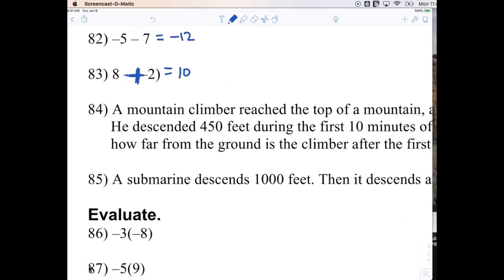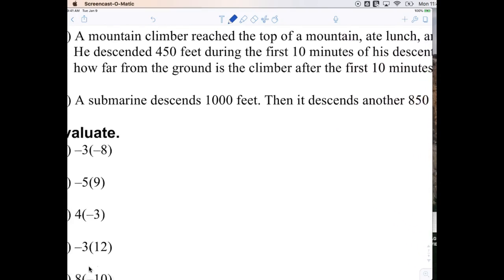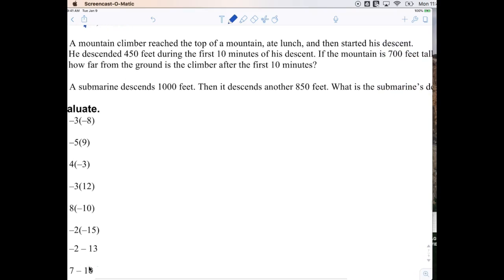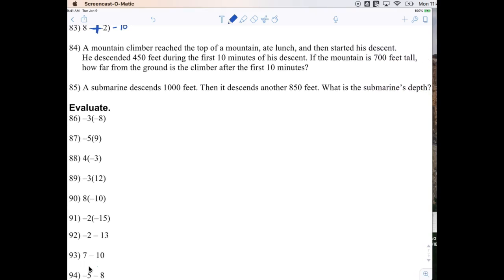Okay, here we go. 84. It says, a mountain climber reached the top of a mountain, ate lunch, and then started his descent. He descended 450 feet for the first 10 minutes. If the mountain is 700 feet tall, how far from the ground is the climber after 10 minutes? How far? Yes, 250 feet. Thank you. 250 feet.